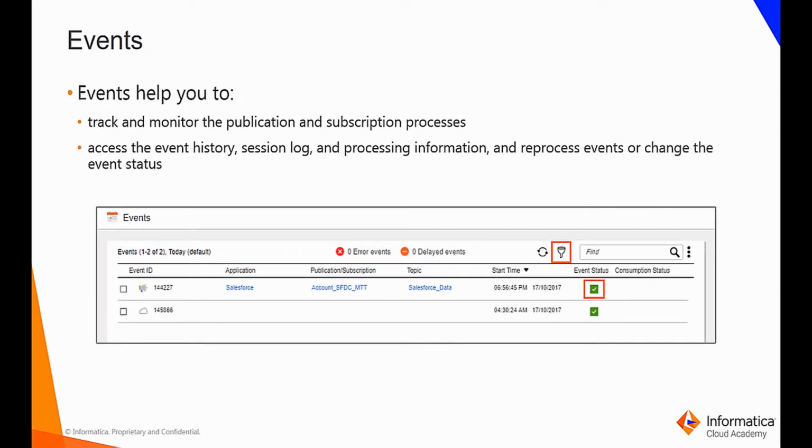This page helps you to access the event history, session log, and processing information, and reprocess events or change the event status. You can also use filters to search for specific events. You can create rules that monitor publication and subscription events and perform actions on events that are in a defined status.